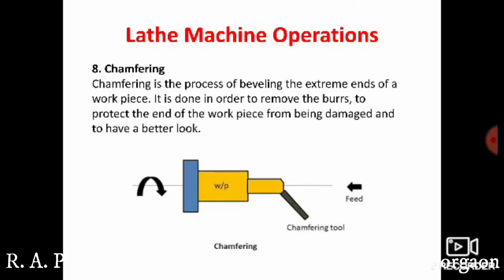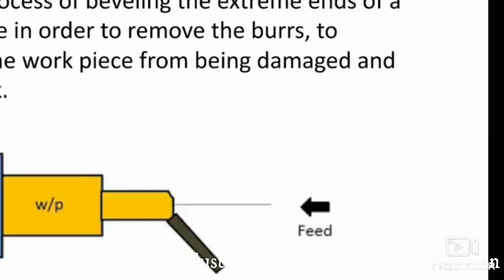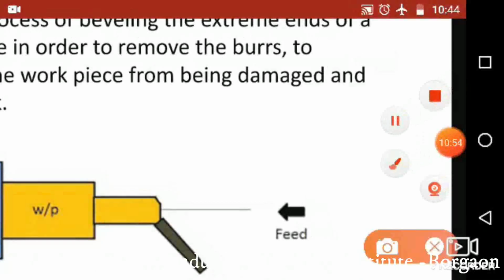Next operation, that is chamfering. Chamfering is the process of beveling the extreme end of the workpiece. It is done in order to remove the burr, to protect the end of the workpiece from being damaged, and to have a better look. Basically, in the chamfering process, we are removing this material. Here you can see it does not have a sharp edge.